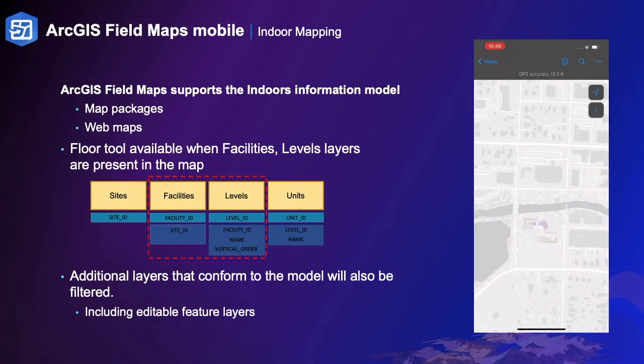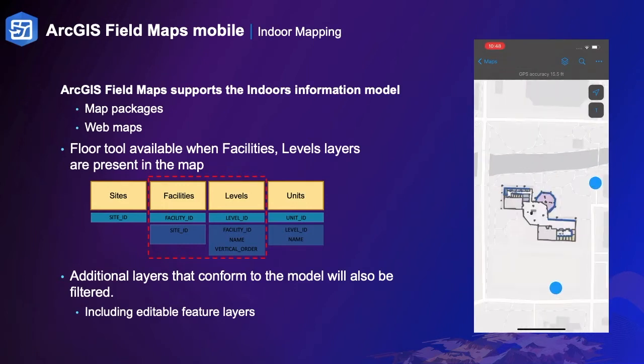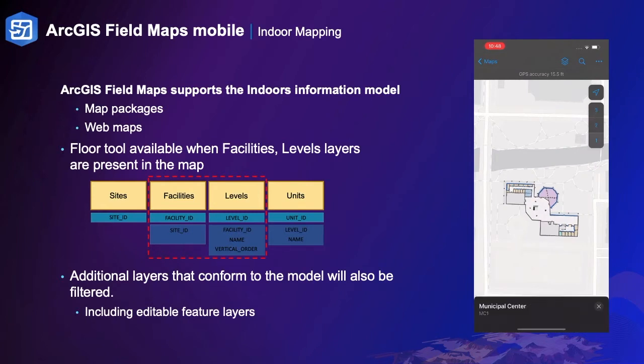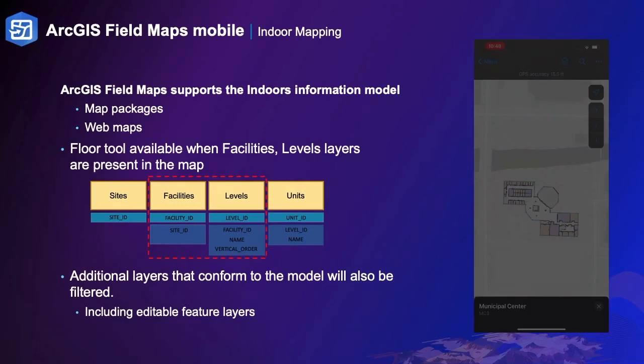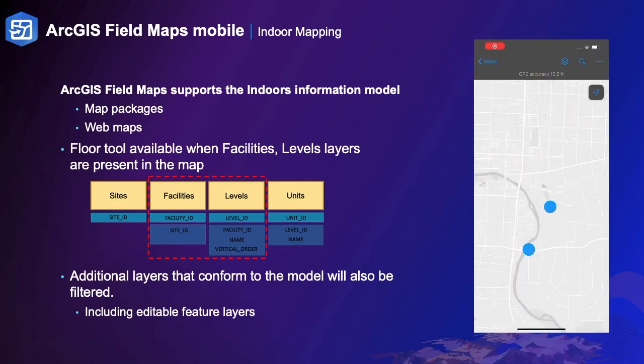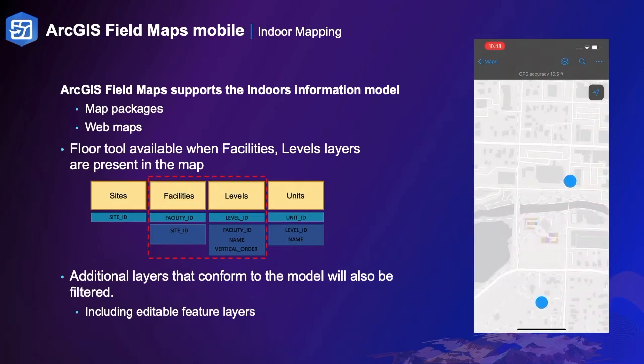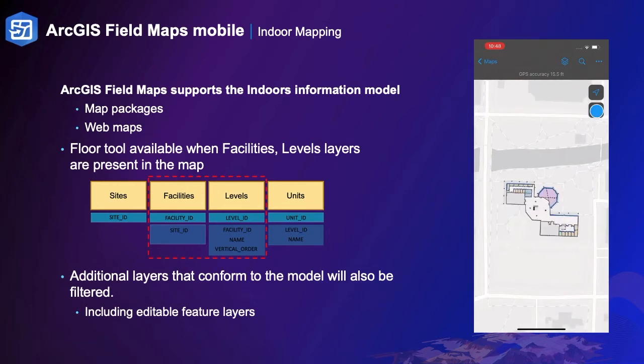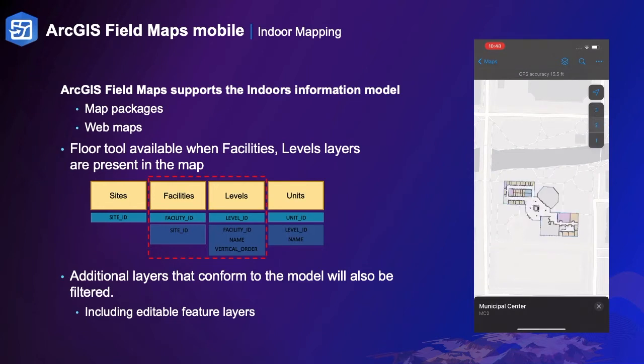Intermapping is a capability that we added in a previous release. ArcGIS Field Maps supports the Indoors information model both in map packages, but also for web maps. So when a map is floor aware, meaning it has the levels and facilities layer exposed with the appropriate schema, the floor tool will just come alive when appropriate. You can see here in the video, the floor tool comes alive when I'm close to one of my facilities, and then I can change the floor to view the assets at the different floor, filtering the map based on that specific floor.